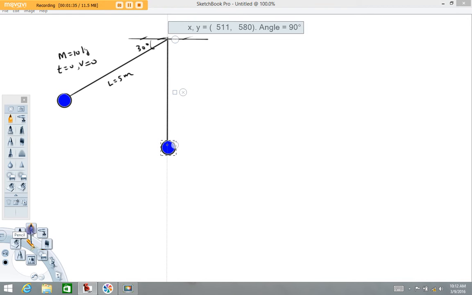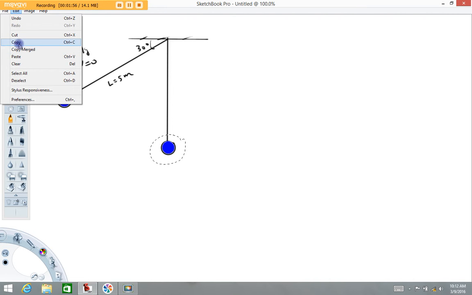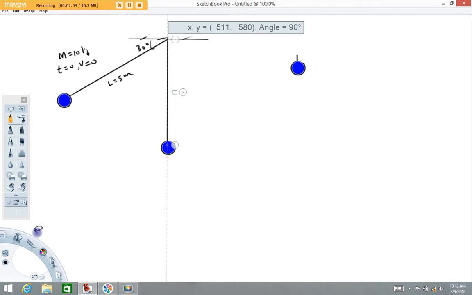Now, at that location, the velocity vector would be pointing to the right, but that's not going to be super important for the problem. What I'm going to do here is draw a free body of it at that instant in time. To draw the free body, I'm going to copy it again. Here's what that free body would look like.